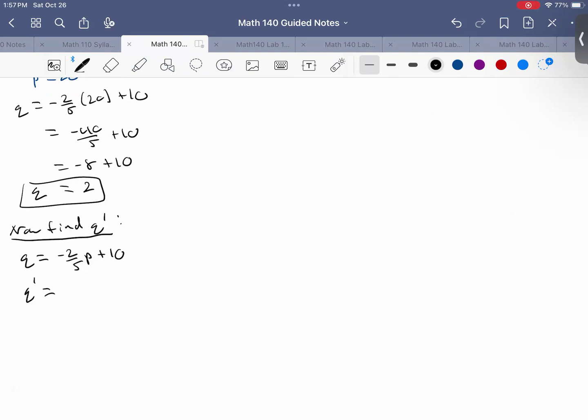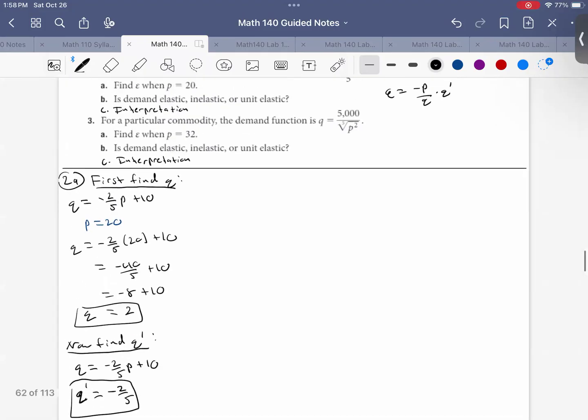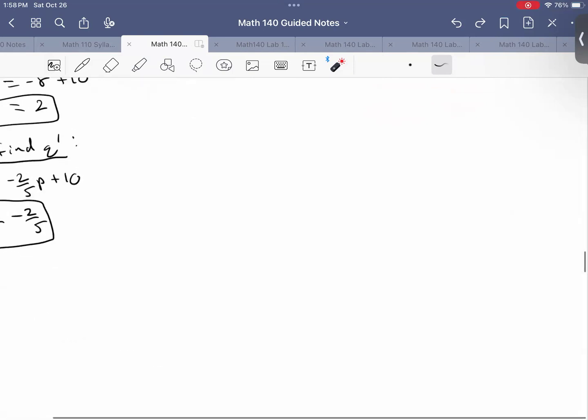-2/5 P plus 10. And I'm just going to take the derivative of this. So Q prime. Remember, P is like our variable here, as if it was just X, right? So kind of treat it as such. So that means this goes away and the 10 is a constant, so that goes away. So this just becomes -2/5. So now I know my Q prime. So now let's go ahead and put this all together in this formula. So let me go ahead and write that out.